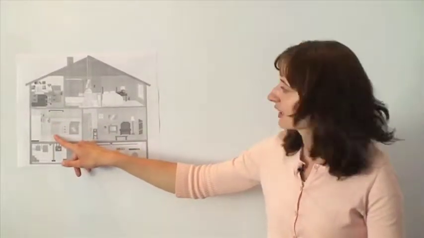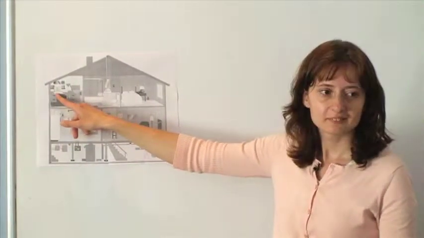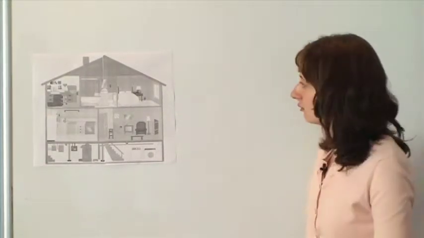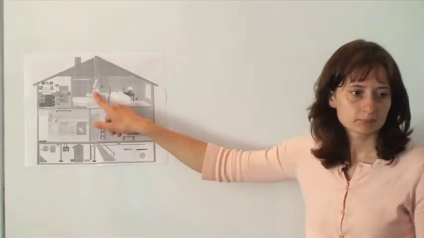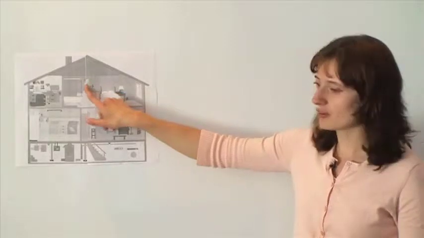Yeah. Where's the sink? In the kitchen, right. Where's the computer? In the office. What's the computer sitting on? On the table. Yeah, so the computer is on the table or on the desk. Where's the mirror? In the bathroom. Yeah. And what's it hanging on? On the wall. The mirror is on the wall.